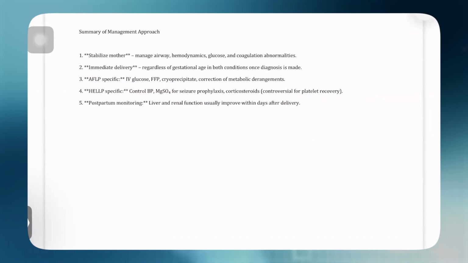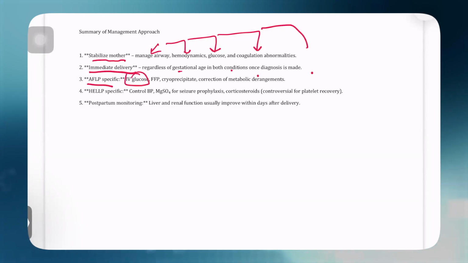So, how do you manage? You stabilize the mother, manage the airway, hemodynamics, then manage the glucose, correct the coagulation, then go for delivery, regardless of gestational age in both the conditions once the diagnosis is made. AFLP specific: IV glucose, FFP or cryo, correction of metabolic derangement, and delivery.